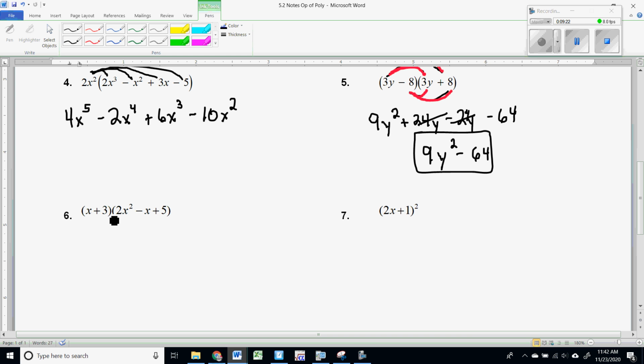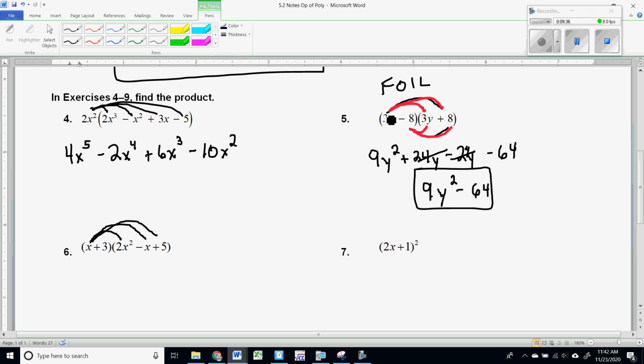As we get to harder ones, we now really can't FOIL because we have 2 terms in the first polynomial and 3 in the second. But what we're going to do is take the first term times all 3 parts. You can see that kind of looks like FOIL, first, outside, but we have more terms than just 4. So our first is x times 2x squared, which is 2x cubed. X times negative x is minus x squared. X times 5 is 5x.